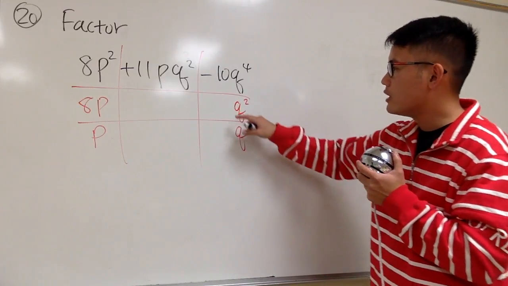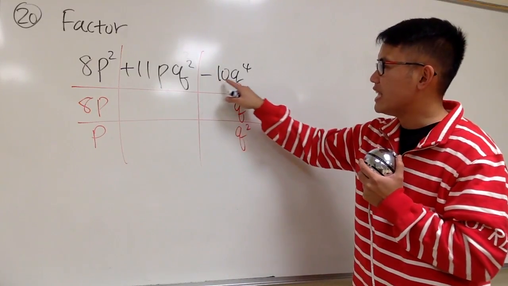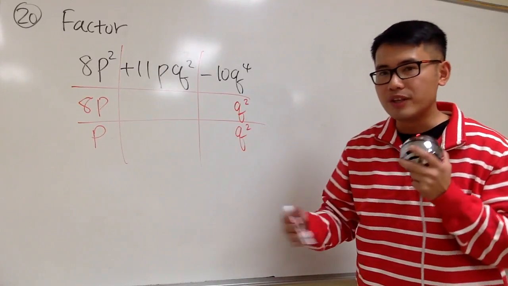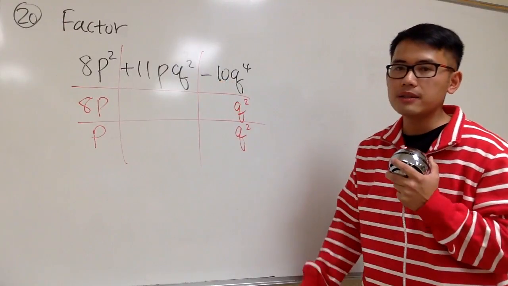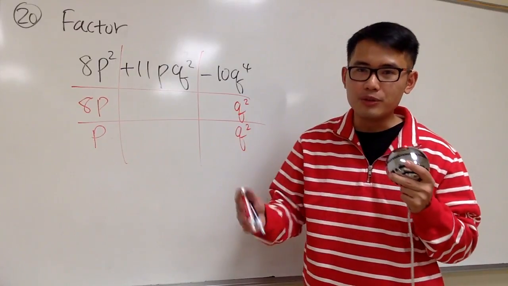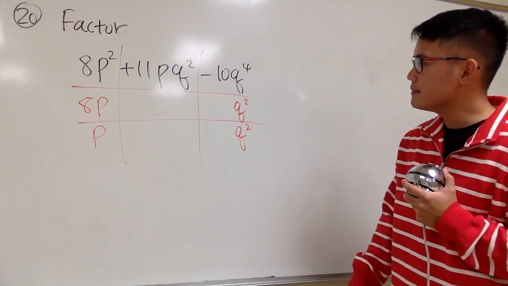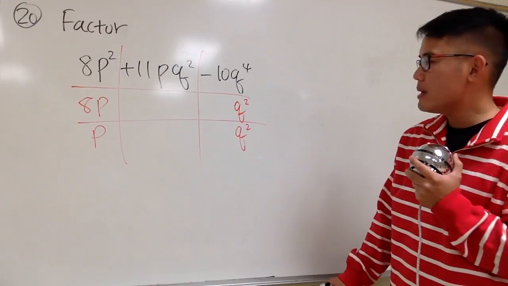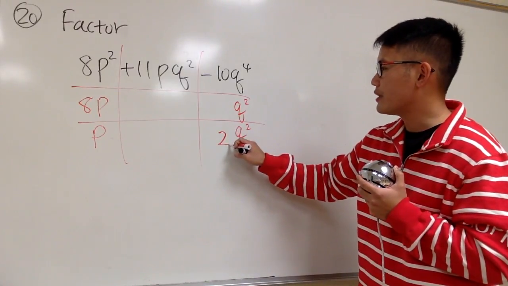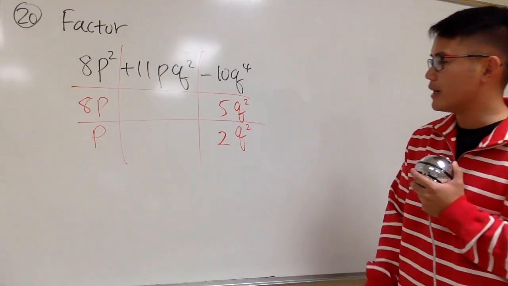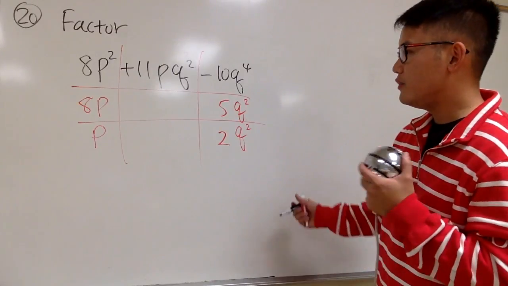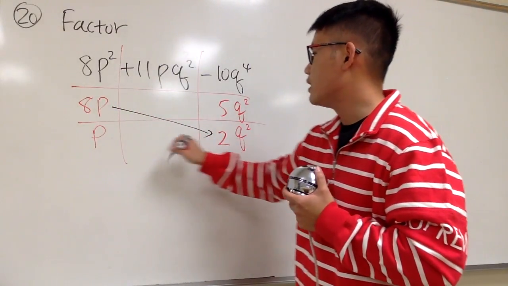And now we can focus on what times what will give us negative 10. Well, we know 1 times 10 will give us 10, and one of them should be negative, so we can get negative 10, right? Another choice is 2 times 5, and one of them should be a negative, right? Let me put down 2 and 5, and let me do it like this. 2 right here, and 5 right here, okay? I'm not sure which one to make it negative yet. And if you would, I can proceed to check already.